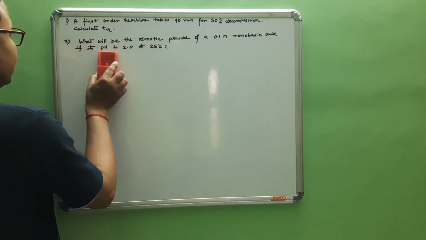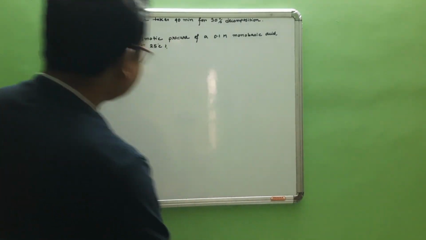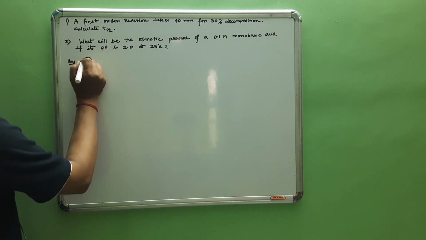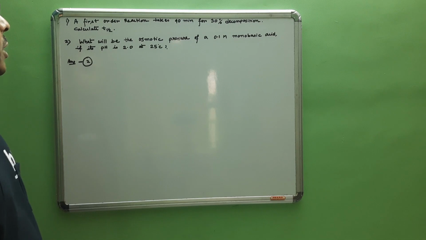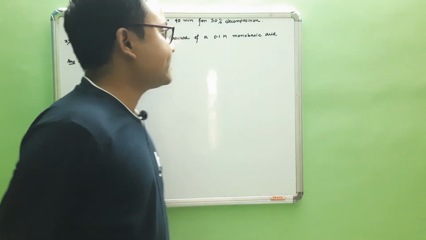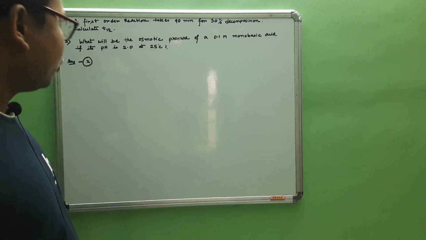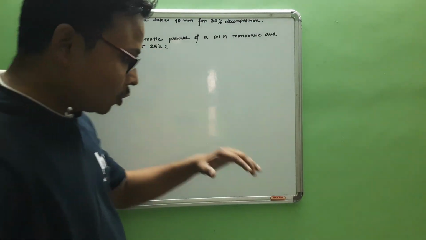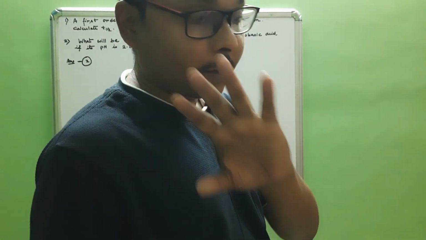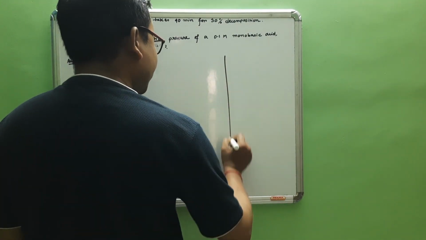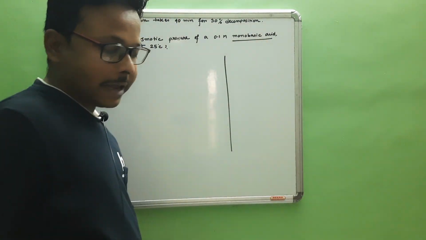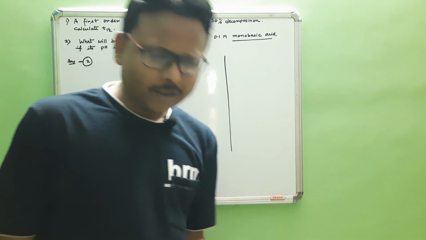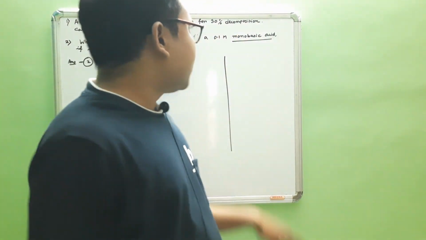So in our next part, we are going to discuss numerical problem 2, regarding solutions. Given: what will be the osmotic pressure of a 0.1 mole monobasic acid if its pH is 2 at 25 degrees centigrade? First of all, you should know the formula of osmotic pressure, and this is a monobasic acid. Whether it is monobasic or dibasic, I am not going into that, but this is an acid.